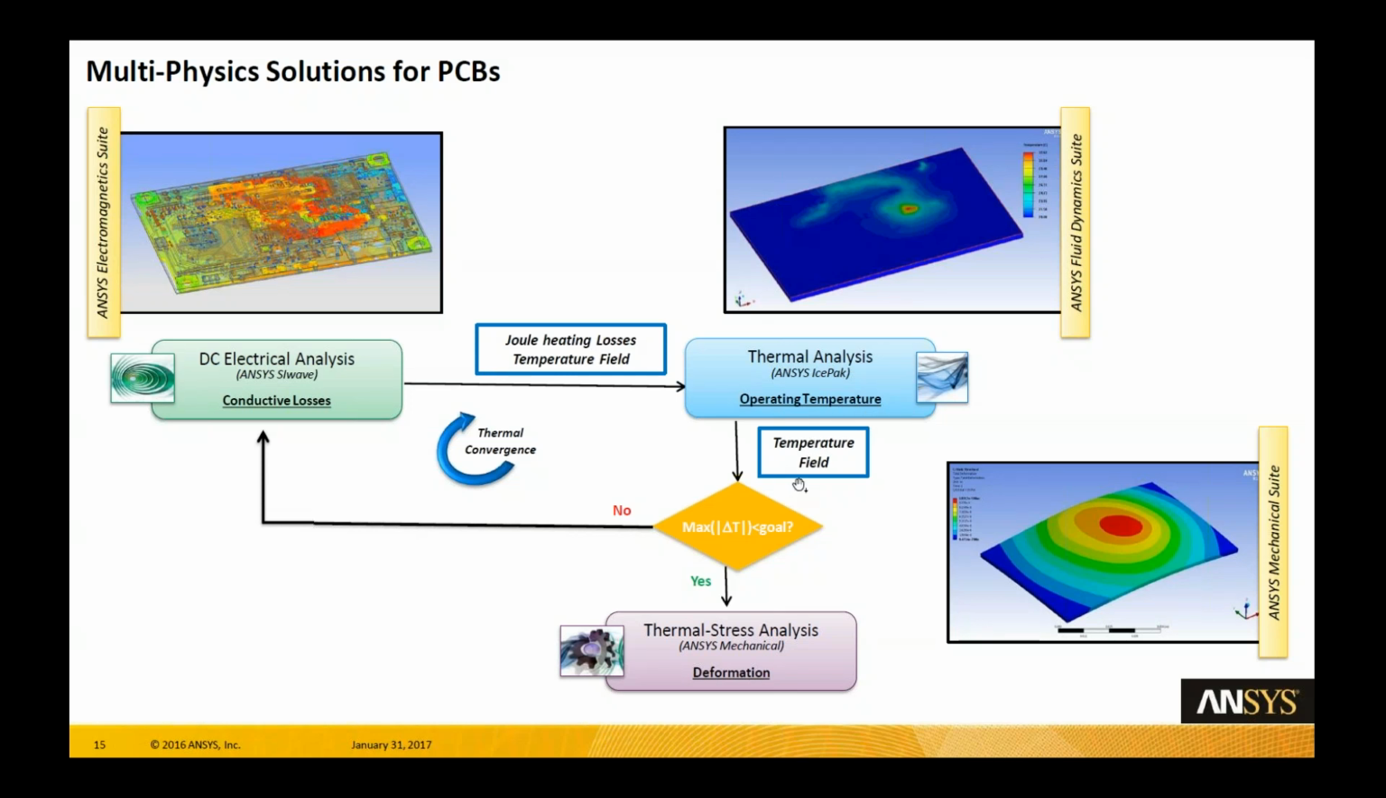Then we check whether the max delta T is greater or smaller than our goal. If it is, then we can pass the data into ANSYS Mechanical to do a thermal stress analysis, which is deformation. If the max delta T is not smaller than the goal, then the thermal convergence continues, and then we can have steady state results.